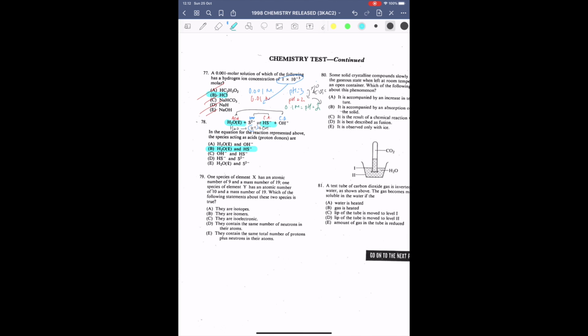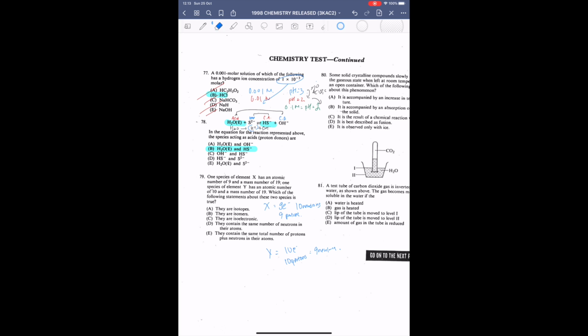79. Okay, it says that X has 9 electrons and 10 neutrons. Oh, and 9 protons. Because we know that the atomic number basically means the number of electrons and protons, and you subtract that from 19, you get 10 neutrons. And for element Y, it has 10 electrons, 10 protons, and 9 neutrons.